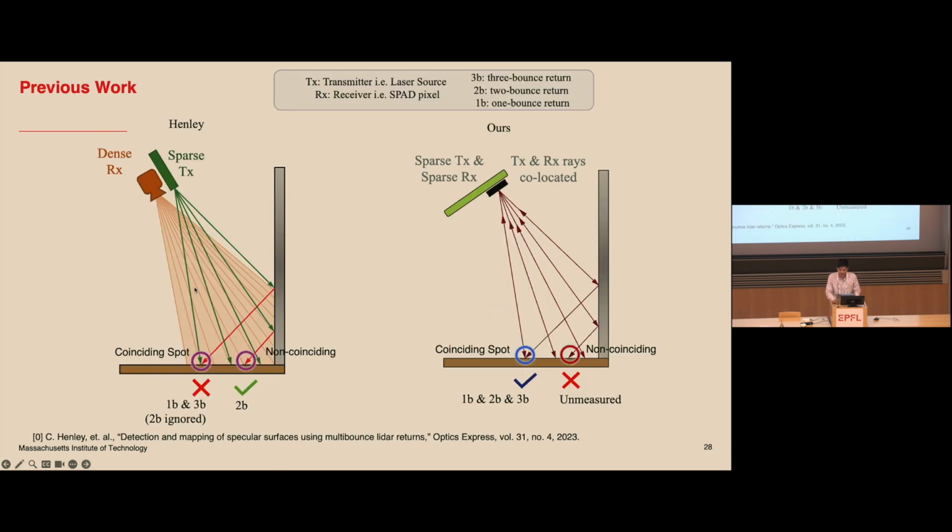Just on a note, previous work from Henry used a dense receiver, and he assumed that a dense receiver can detect a response from every position. To simplify, he only detected one bounce and three bounce from a coincident spot, and he ignored the two bounce, assuming all the two bounces are from the non-coincident spot, which is much easier. But in our device, because we have a sparse receiver, we can only detect signal from the coincident spot, so our contribution is really to classify one bounce, two bounce, and three bounce from the coincident spot.